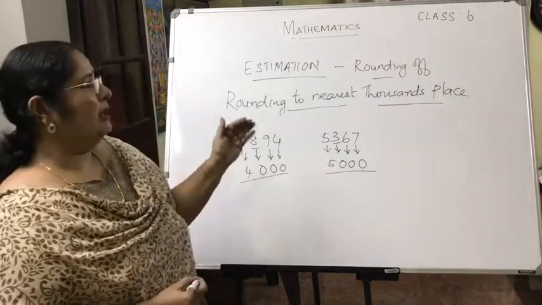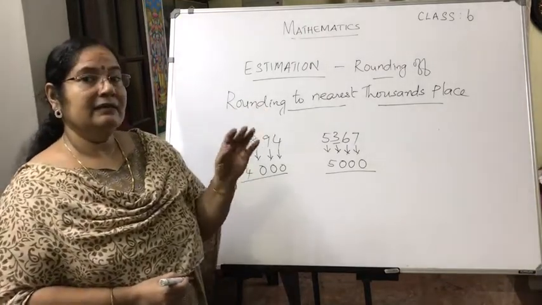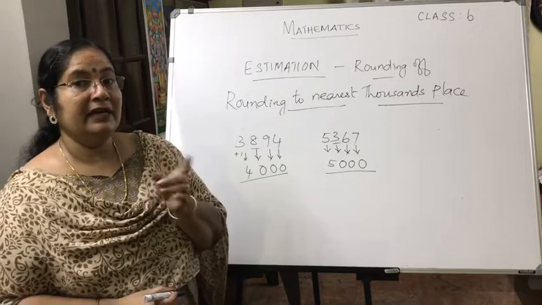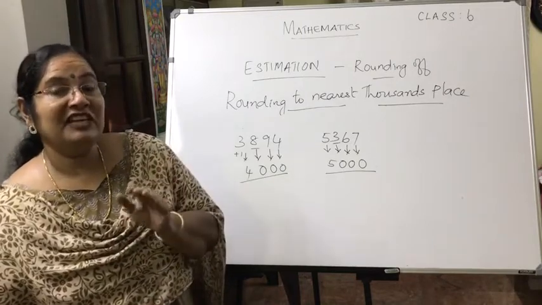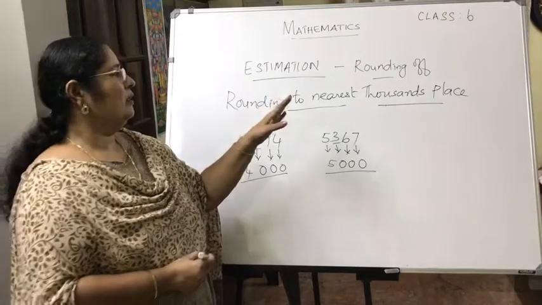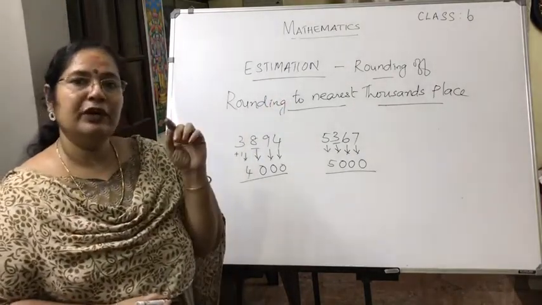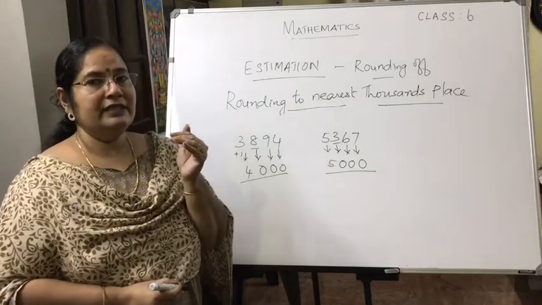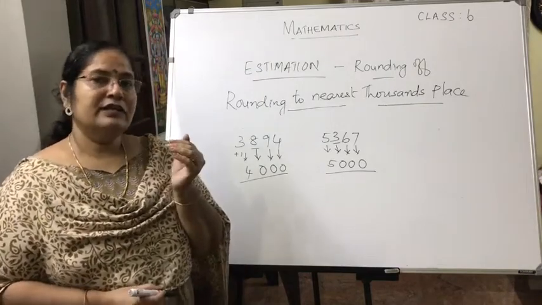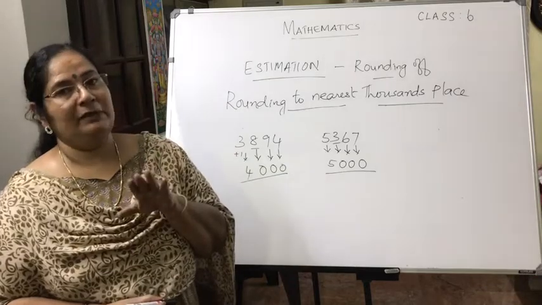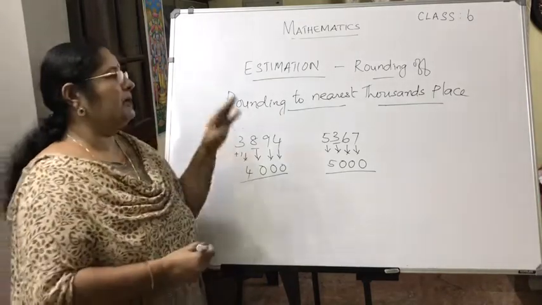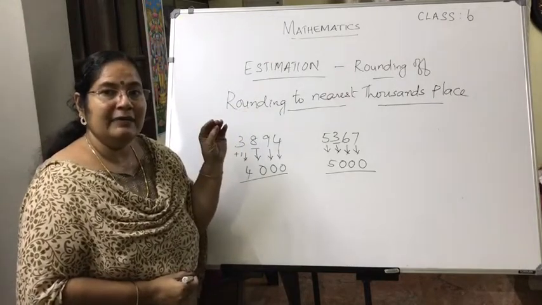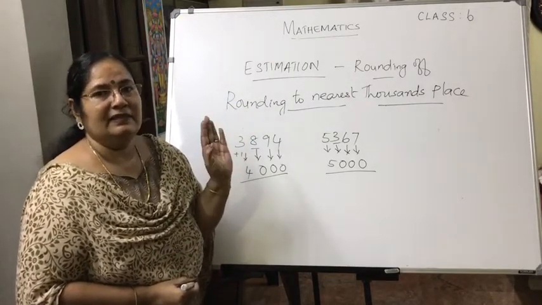Is that clear? So in general, what have you understood? To round a number to a particular place, you will look for the digit coming in which place? The previous place. So if you are asked to round a number to the nearest thousands place, you will look into the hundreds place. Rounding to the hundreds place, you will look for the digit in tens place. Rounding to the nearest 10, you will look in the ones place. So to round a number to a particular given place, you look for the digit coming in the previous place. Is that clear?